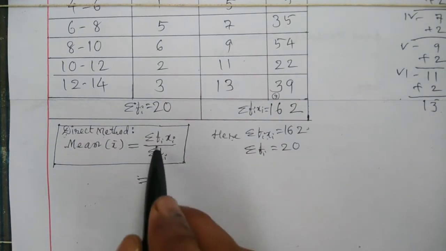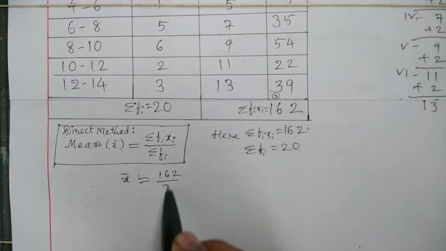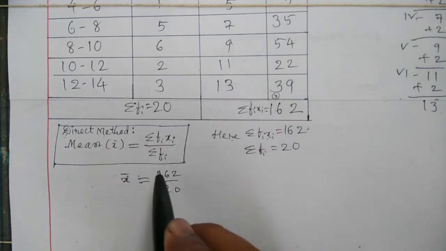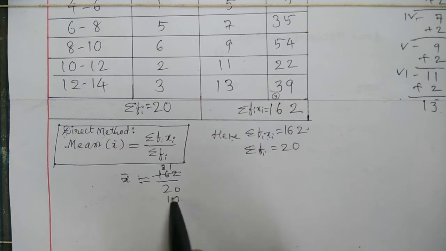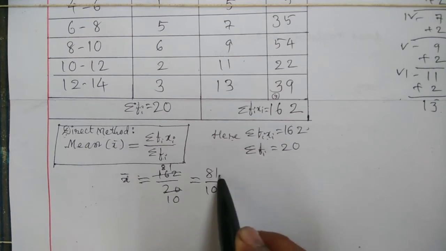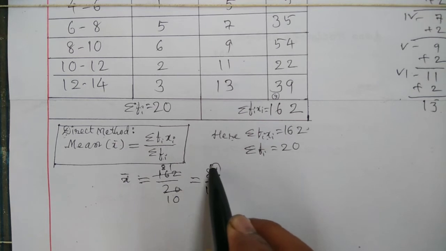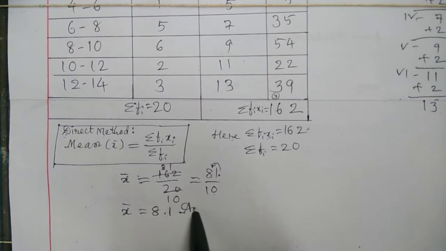We have to substitute the values in this formula. 162 by 20, divide with 2. 2 eights are 16, 2 ones are 2, 2 zeros, is equal to 81 by 10. To divide by 10 we have to shift the decimal to the left by one place. So x bar is equal to 8.1. So this is the answer.